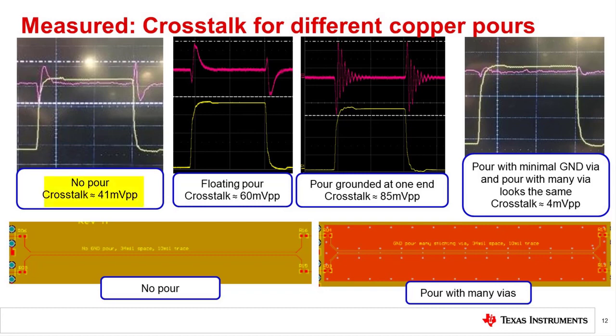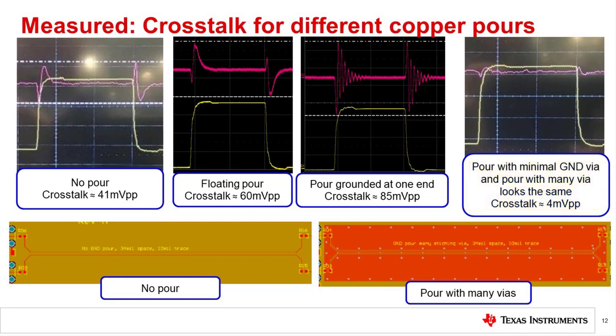The range on the red trace is 20 millivolts per division for all measurements. Moving from left to right, you can see that the circuit without the pour has about 41 millivolts peak to peak of noise, whereas the circuit with floating pour has significantly worse crosstalk at 60 millivolts peak to peak. When the fill is only grounded on one end, it acts as an antenna and has a crosstalk of 85 millivolts peak to peak with resonant oscillations. When the ground pour is used with two vias on the ends of the fill between the traces, you get nearly zero crosstalk. Adding many vias to the ground fill doesn't have a significant impact on crosstalk and looks very similar to the case with minimal vias.